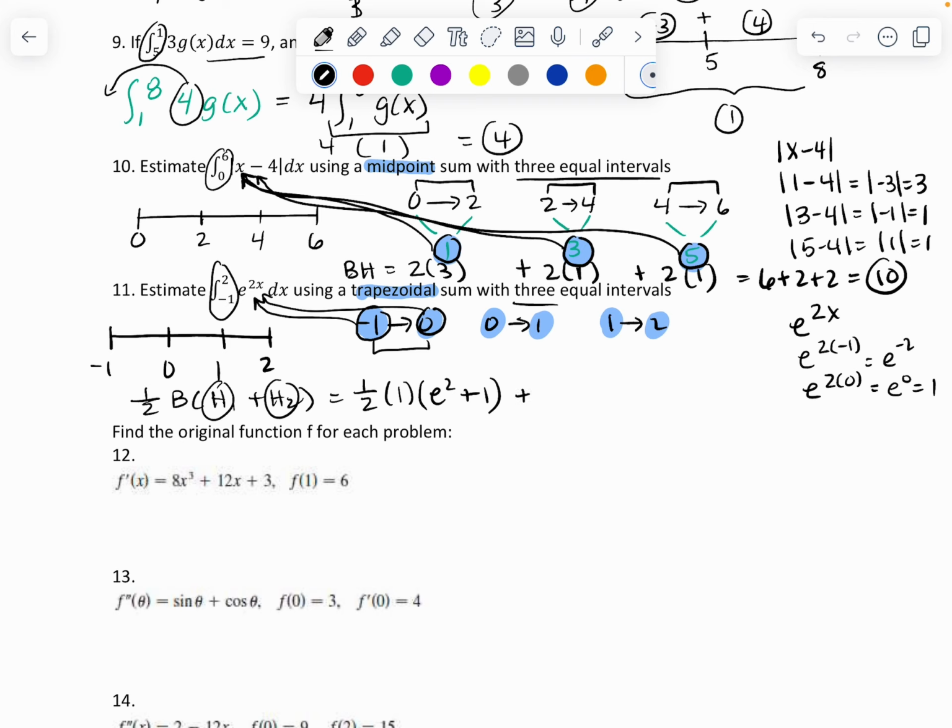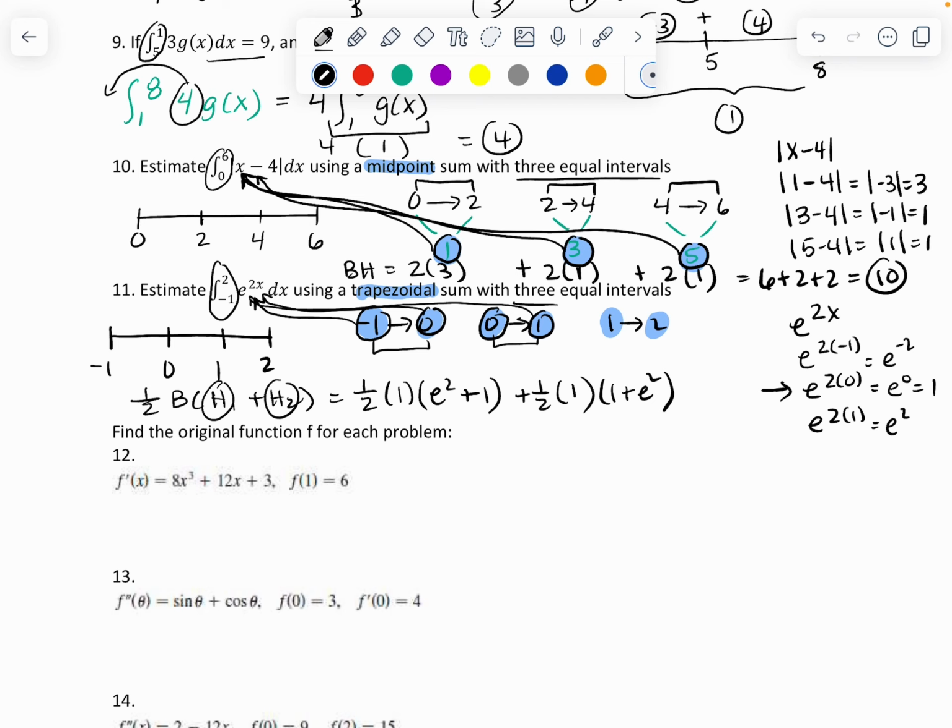Now my next one, again, I have 1/2 times. The base is the distance from 0 to 1, which is 1. Height 1 I get by plugging 0 into my function, but you guys, I already did that here. No need to do it twice, right? So that equaled 1. And then height 2 I get by plugging 1 into my function. So that's e to the 2 times 1, which is just e squared.